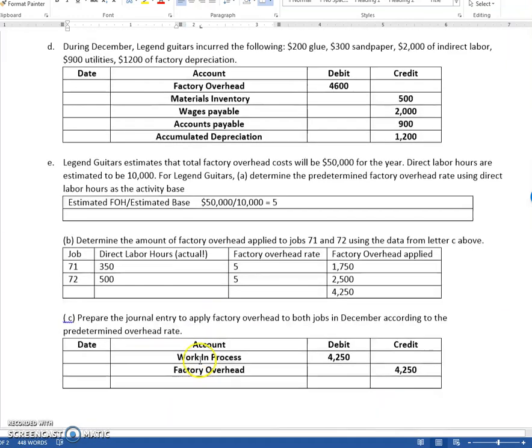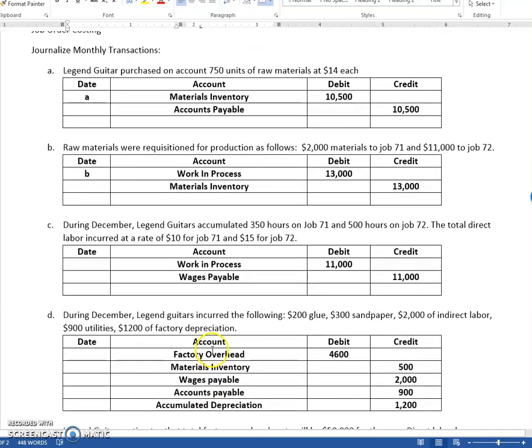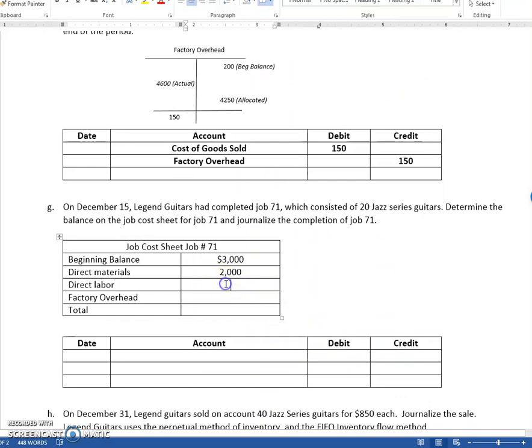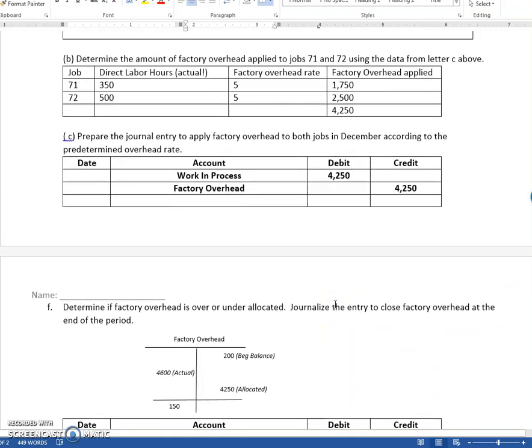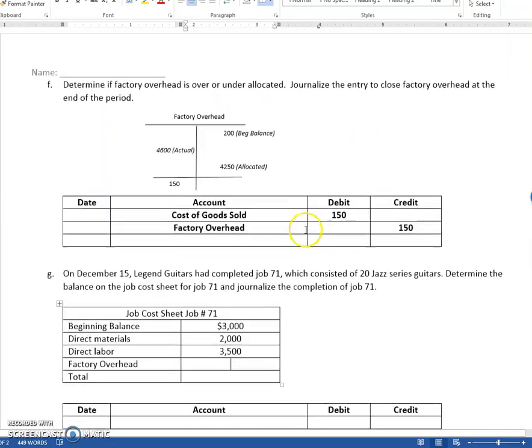Then for direct labor, how much did we assign to job 71? So we will look for our direct labor, which is here, where we assigned 350 hours to job 71. We pay those people $10 an hour, so it would be 350 times 10, so $3,500 is how much we have for direct labor. The factory overhead that we assigned to job 71: job 71 had 350 hours times the $5, so we assigned $1,750 of our factory overhead.